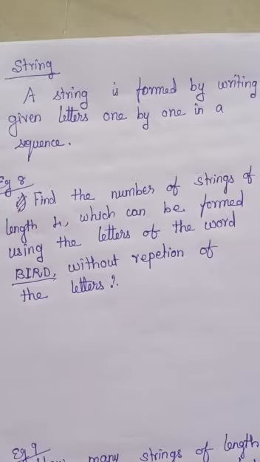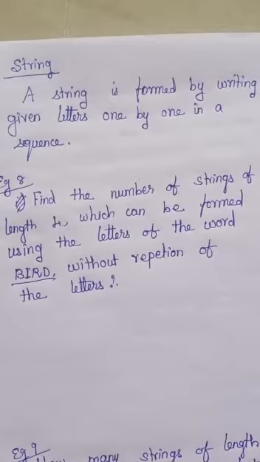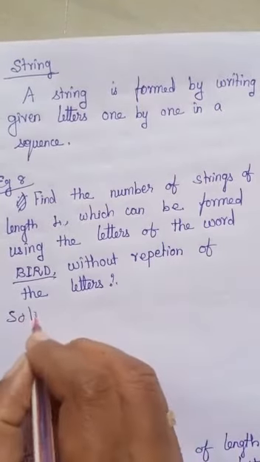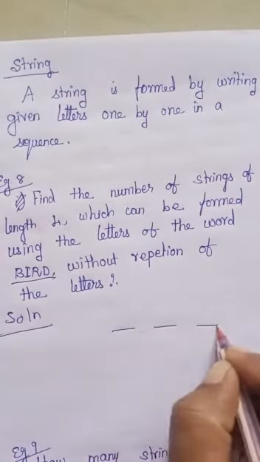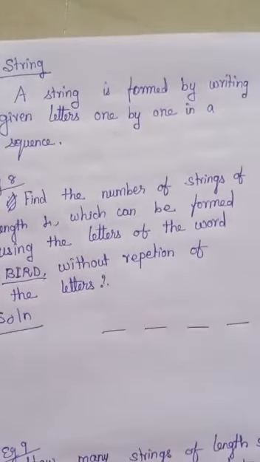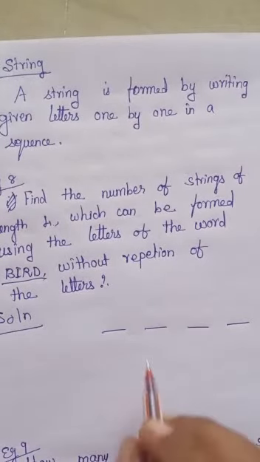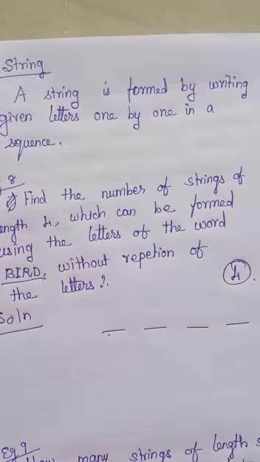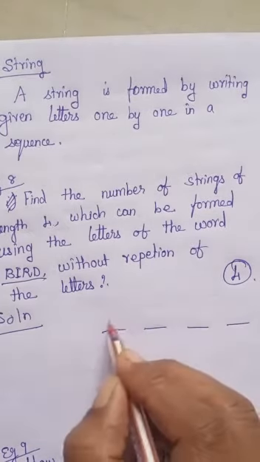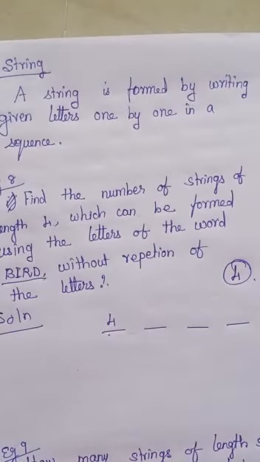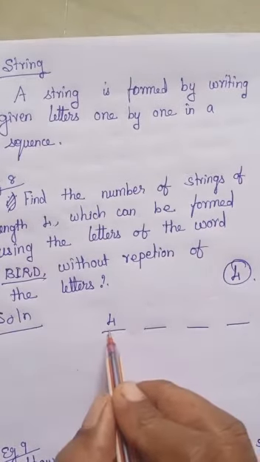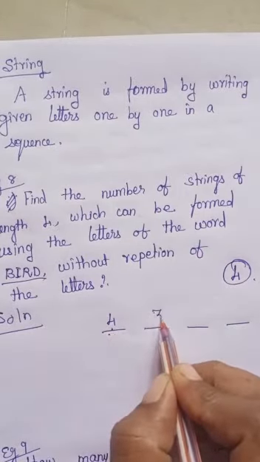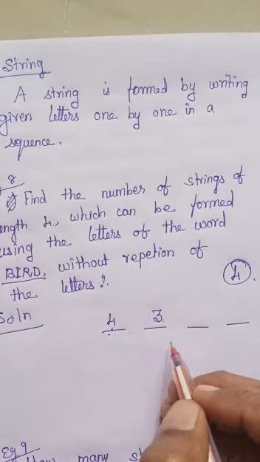So, what is the meaning? Once used letters cannot be used again. So, 4-letter word. So, I am giving 4 dashes. See, for the first place we have 4 letters. In the first place, I can use any one letter. So, 4. In the second place, one letter will be fixed, isn't it? One alphabet will be fixed. So, for the second place, we will be getting only 3.